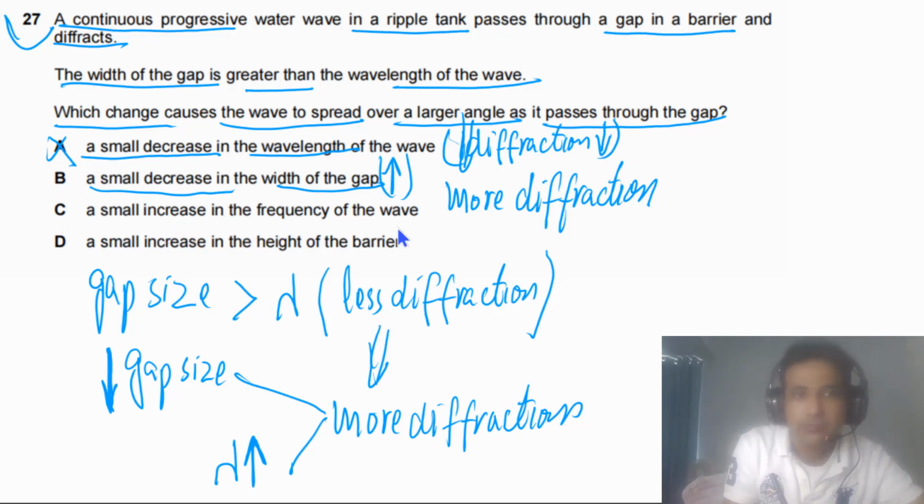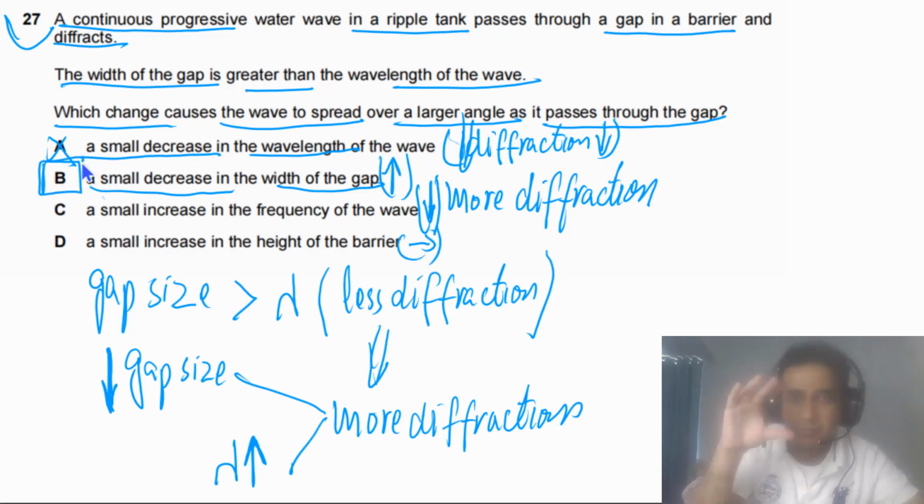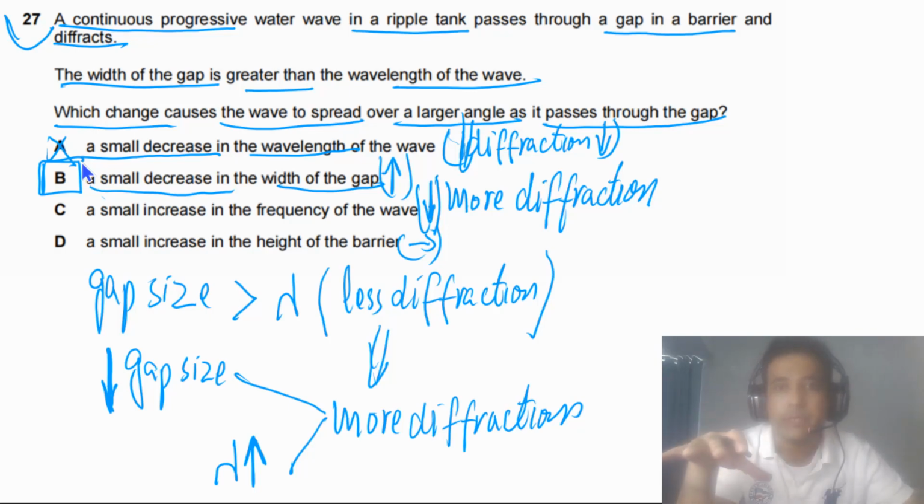Small increase in the frequency of the wave. If frequency increases, wavelength will decrease. It means that there will be less diffraction. Small increase in the height of the barrier. Height of the barrier doesn't affect. Gap size only affects. So it means it will have no effect. So the answer for this question has to be B, a typical question and repeated question.